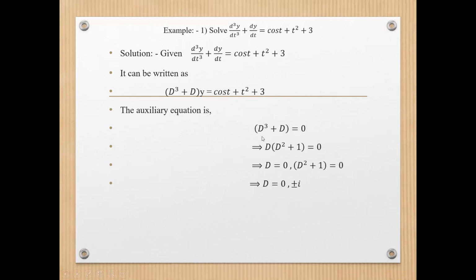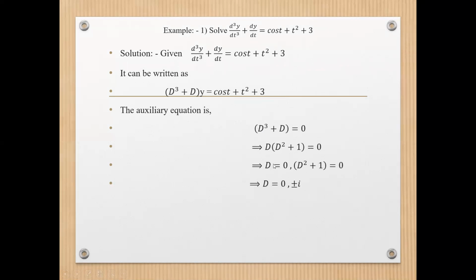Auxiliary equation is D^3 + D = 0. Solve this, find its root. For that, we are taking D common. We get D(D^2 + 1) = 0. So we get D = 0 and D^2 + 1 = 0.